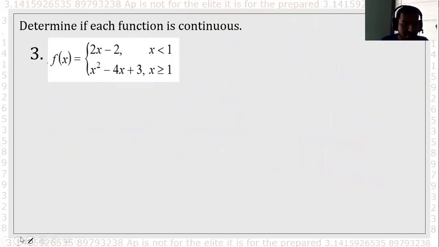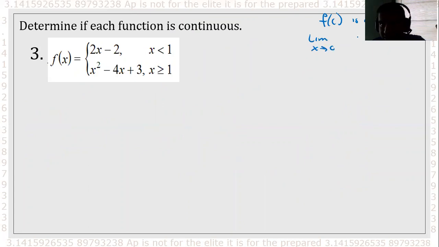Let's go ahead and try one more. I'll give you a couple of seconds to write this out. We are checking the same exact thing. Does f of c, is it defined? Does the limit as x approaches c exist? And last but not least, does the limit equal the same as f of c? So, when x equals 1.